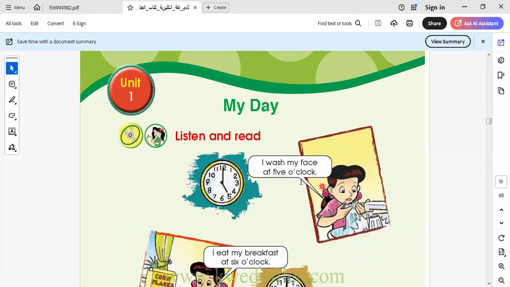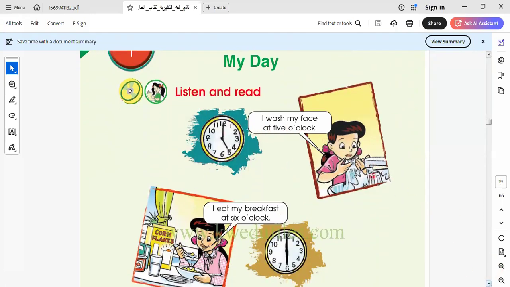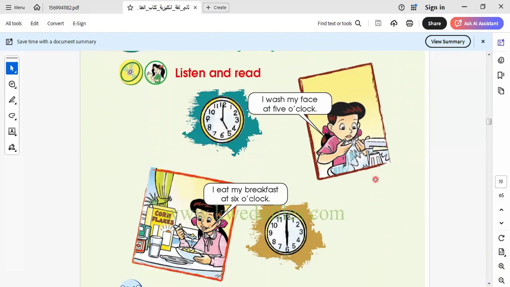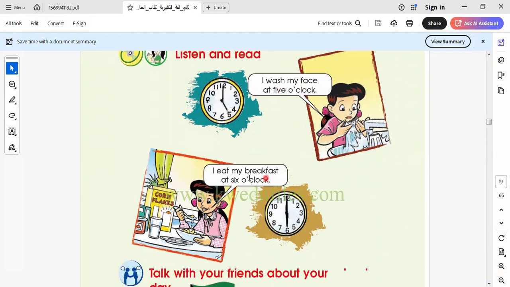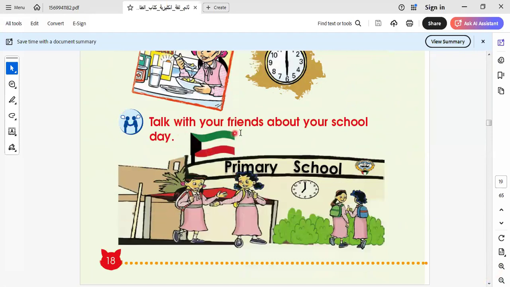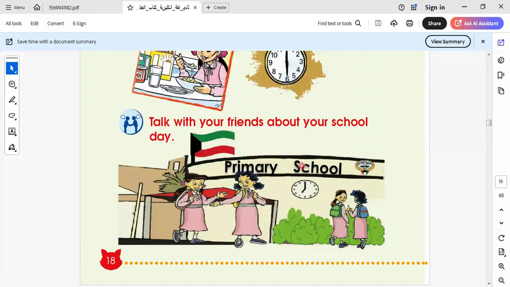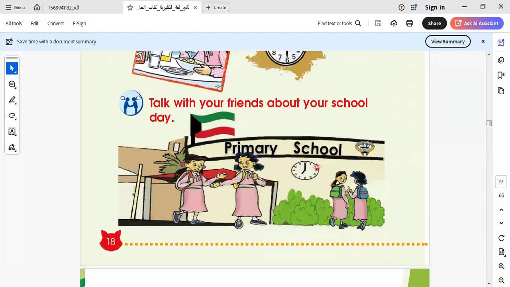Here is the new unit. Let's read the text together. Here we talk about the routine, the things that I do every day. I wash my face at 5 o'clock. I take breakfast at 6 o'clock. Talk with your friends about your school. Here is the topic to talk with your friends about school.